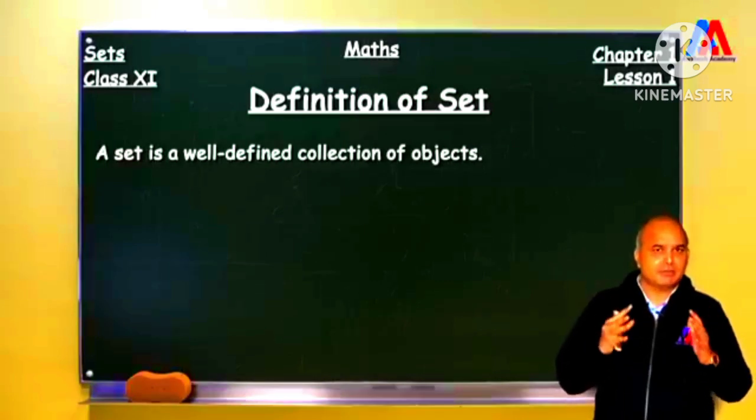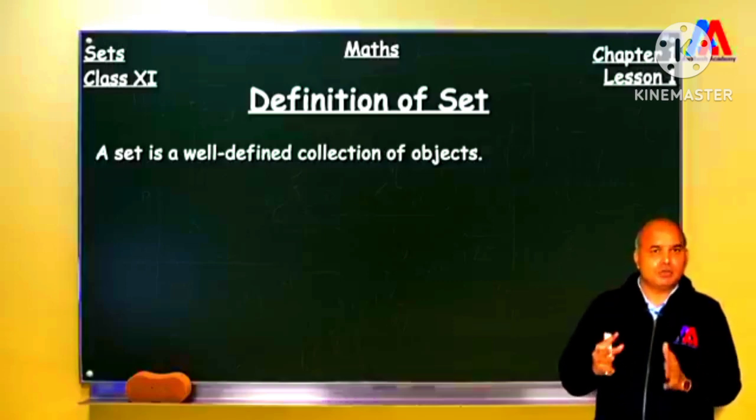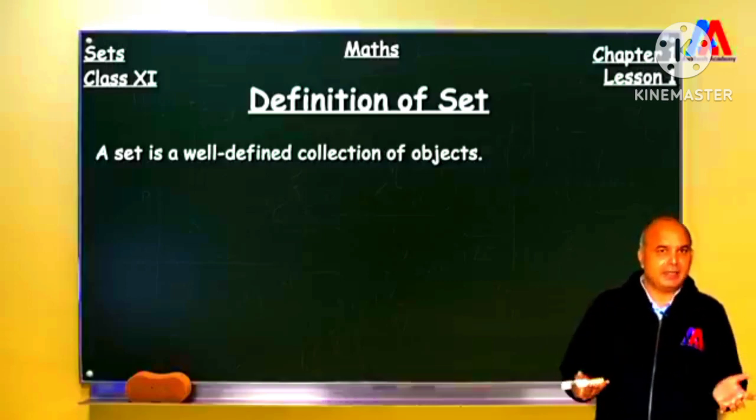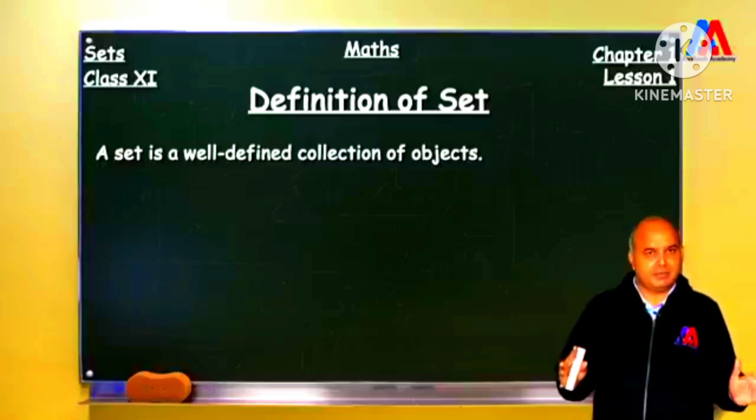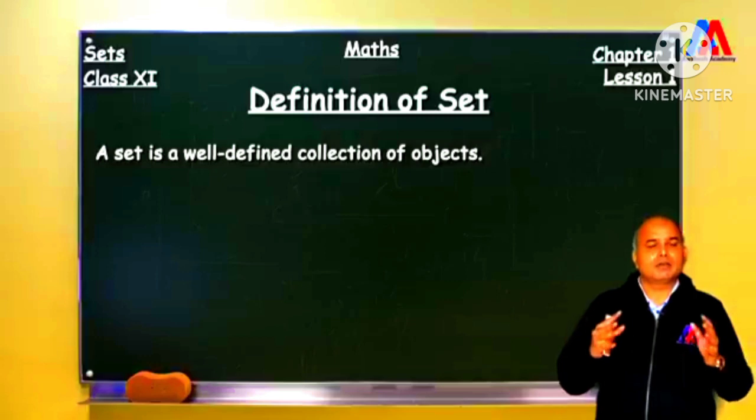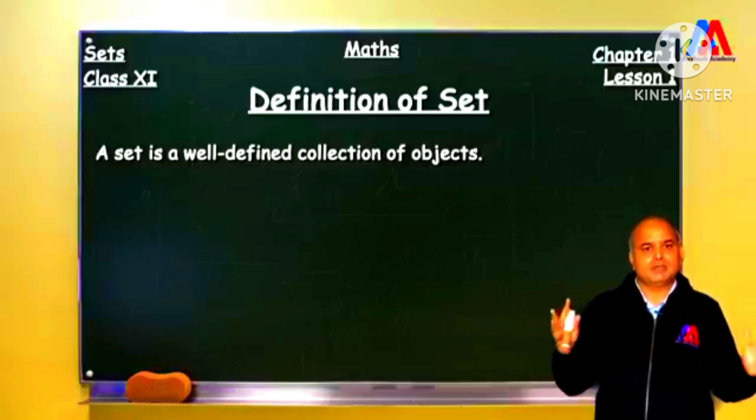Now when we talk about the term well-defined, it means there is no scope of adding anything or subtracting anything. There is absolutely zero subjectivity. We cannot do anything about the numbers and the quantity of that particular set. So this is very important.